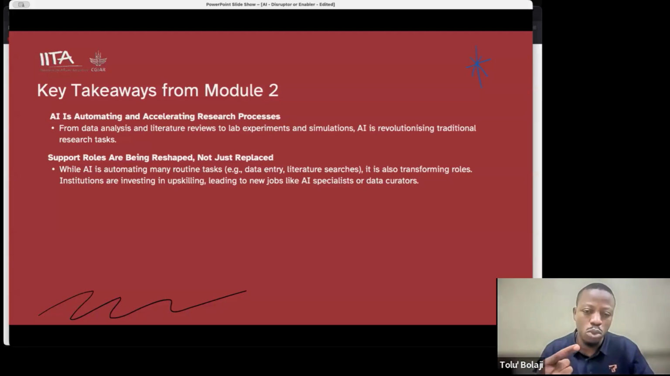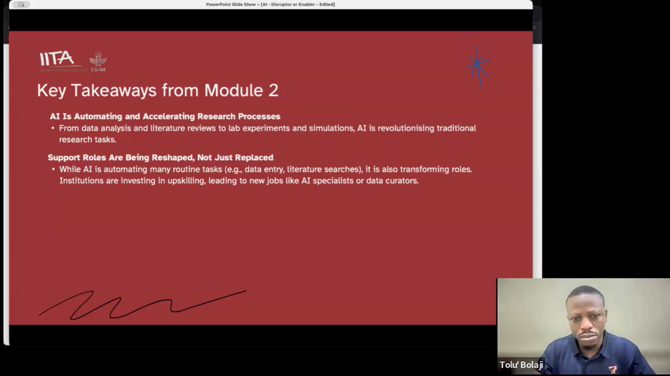So people should also note that as the roles are transformed, we also need to transform with them. There are new roles now that did not exist before: AI specialist, AI curator, all of those things. And then it's very critical to upskill as the tides change.